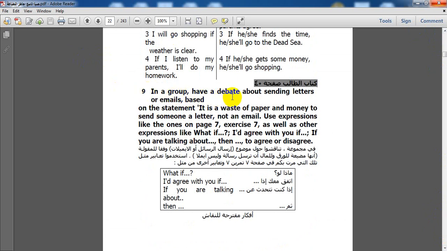In a group, have a debate about sending letters or emails based on the statement, it is a waste of paper and money to send someone a letter, not an email. Use expressions like the ones on page 7, exercise 7, as well as other expressions like what if, I'd agree with you if, if you are talking about, to agree or disagree.